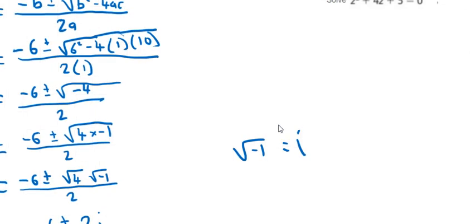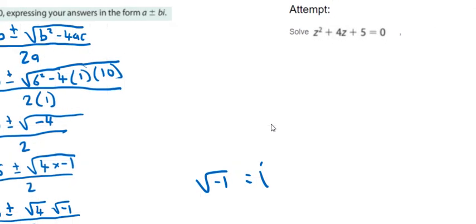Here's another question, and if you want to try this one yourself, just pause the video and have a go at it. Write out the minus b formula, put all the numbers into it, and then try and write the square root part as something i when you get to it.